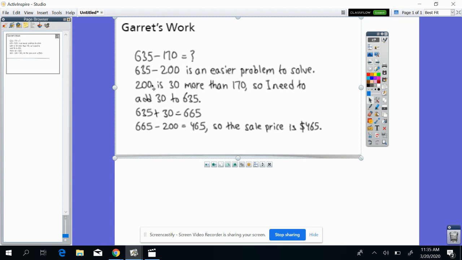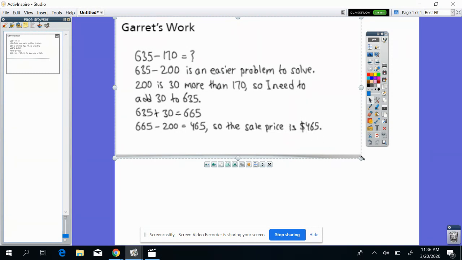Okay, but remember, we also have to know that 200 is 30 more than 170. So I need to add 30 to 200. I'm sorry, 30 to 635. Okay, so what he did was he added 30 to 635. He got 665, but then he still has to subtract that 200. Okay, 665 minus 200 equals 465, so the sale price is $465.